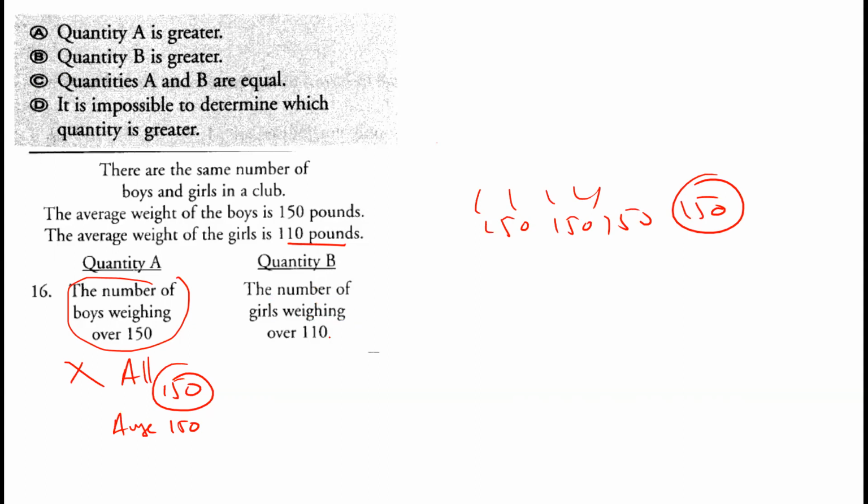So the number of girls weighing over 110. Maybe there are zero girls weighing over 110 because all of the girls weigh 110. So we cannot come to a conclusion about the number of boys or even the number of girls who weigh over 150 or 110. So the correct option is D.